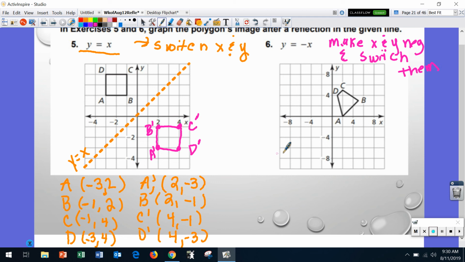So here I'm going to go ahead and write down my coordinates for my pre-image. A is 0 and... A is 1 and 0. You always read the X first. I make those mistakes sometimes too.